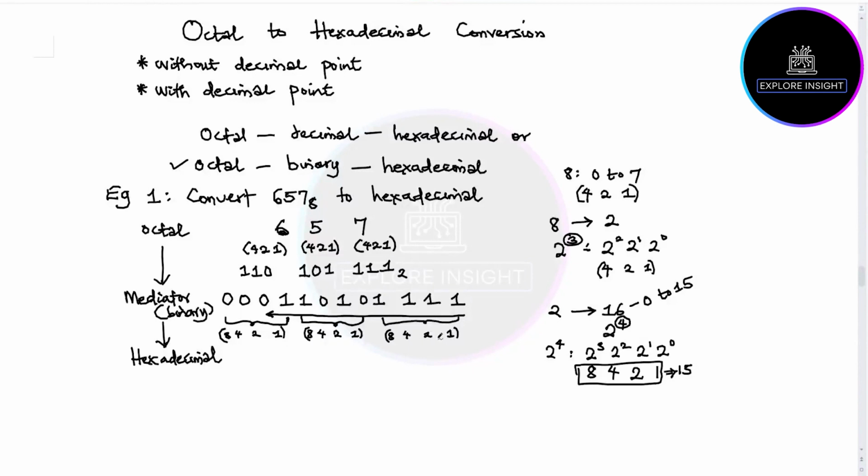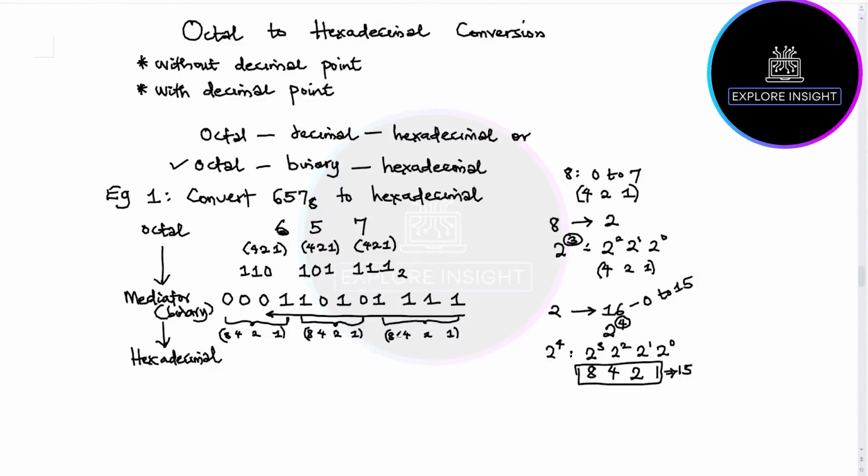So let's take the first one. I'm considering this value. Now we have 1, 1, 1, 1. So it means everything here was turned on. Now it means 8 plus 4 plus 2 plus 1 will give us 15. What is the representation of 15? It is actually F.